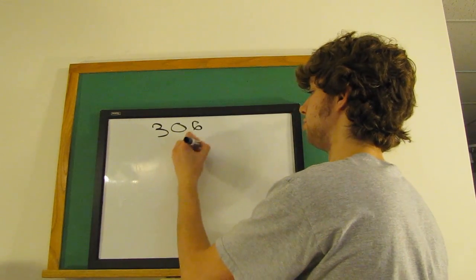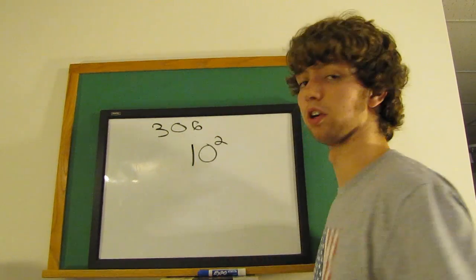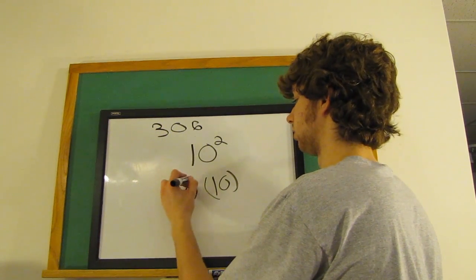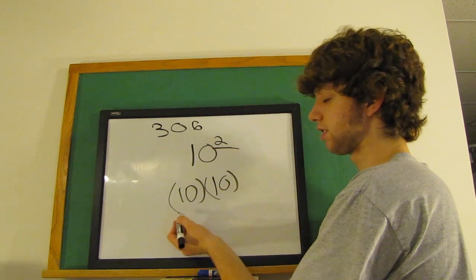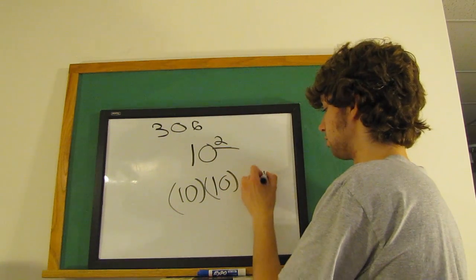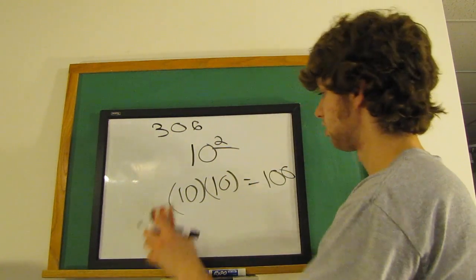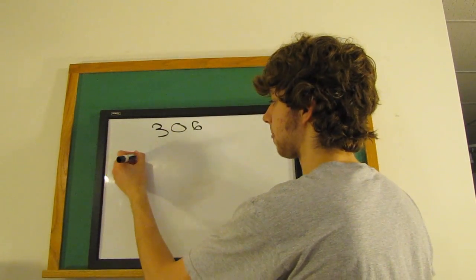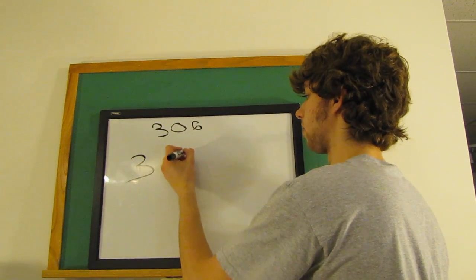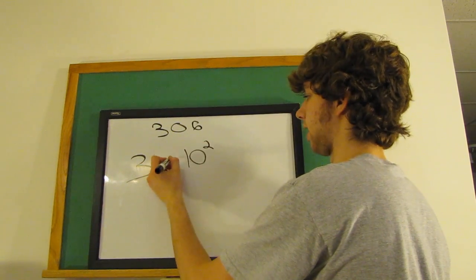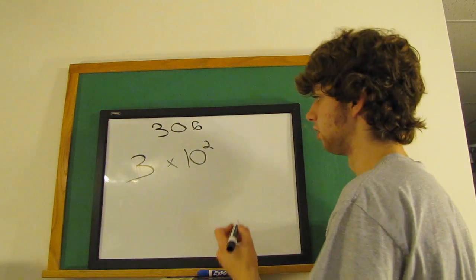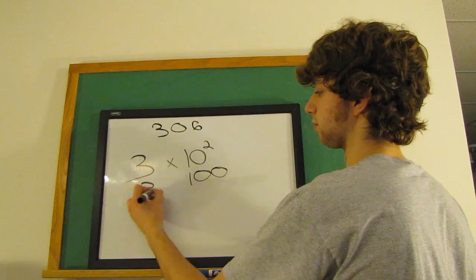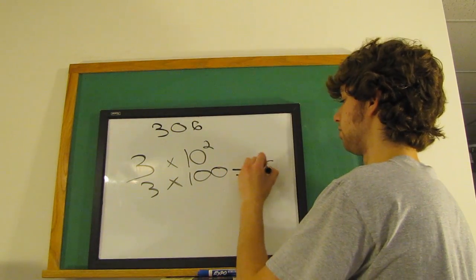Well, now we are on to 10 to the second power, or 10 times 10. Basically 2 copies of 10. 10 times 10 is equal to 100. So we have 3 instances or copies of 10 to the second power. What does that come out to? Well, 10 to the second power is equal to 100. 3 times 100 is equal to 300.